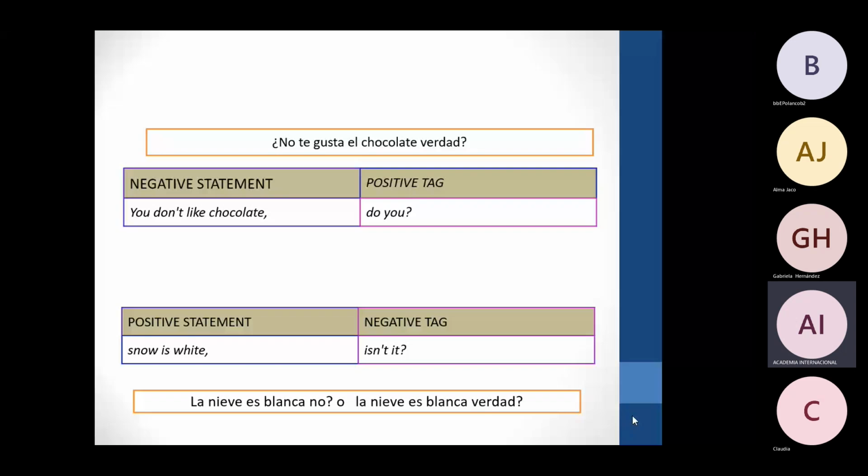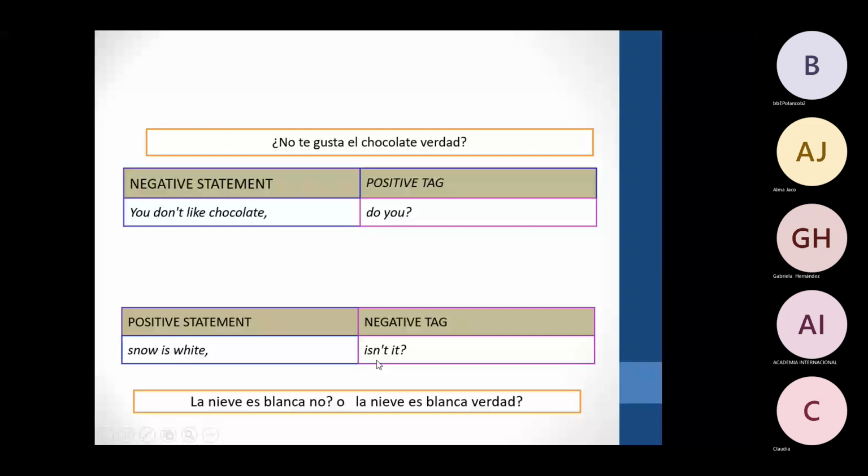Por ejemplo, aquí está otro. Miren, este es uno de los más fáciles también. Here we have a positive statement. Snow is white. And you already know what means this sentence. Snow is white. La nieve es blanca. Very easy. Snow is white. Now, in here we have this structure, isn't it?